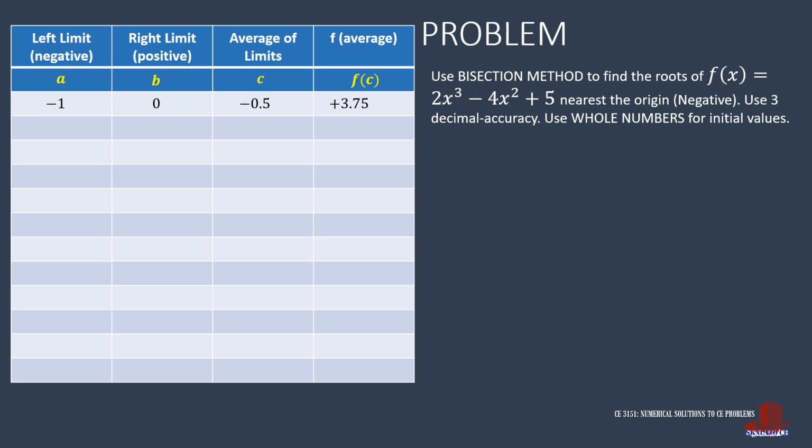We disregarded half of the primary interval and zoomed in on the remaining half. So the left limit was still negative 1, but the new right limit is now negative 0.5. We also took their average, which was negative 0.75, and have this plugged into the function, which gave us positive 1.90625.